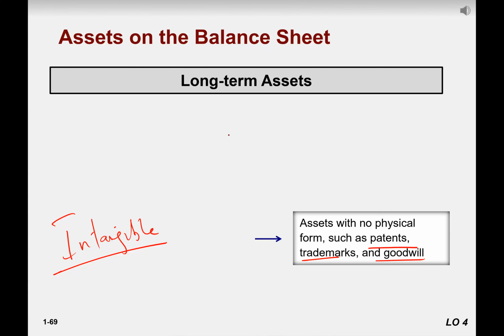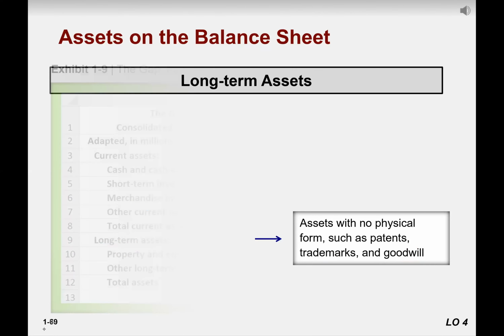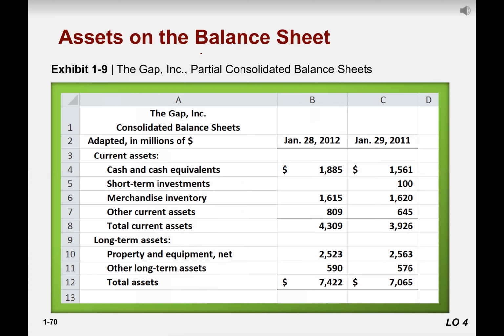For example, like copyright, right? Yes, it can be copyright, it can be trademarks, it can be intellectual property, any kind of intellectual property, right? Okay. So it doesn't have any physical form, we cannot touch it, right? But these are our assets. Understand? So this is the balance sheet example of our GAAP incorporation.